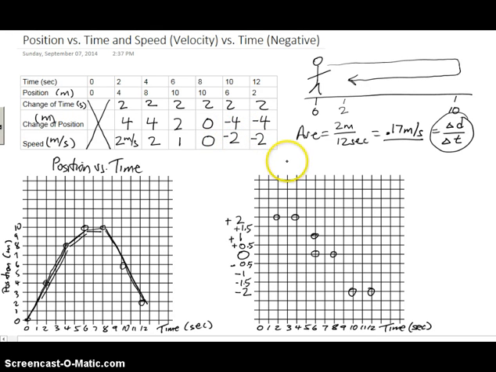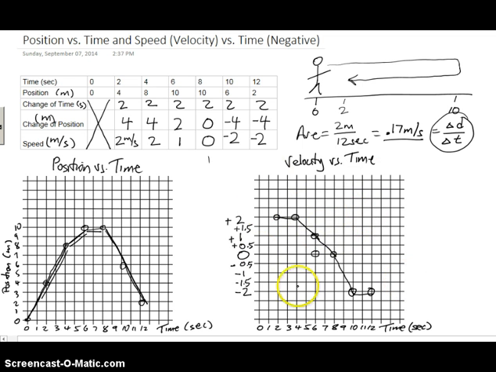So now let's look at our, I'm now going to call this velocity rather than speed because we're worried about direction. My velocity versus time graph. We're at 2 meters per second, then we slow on down to 1 meter per second. We're actually stopped here. Then we're going backward at minus 2 meters per second, and we stay going backward at 2 meters per second.